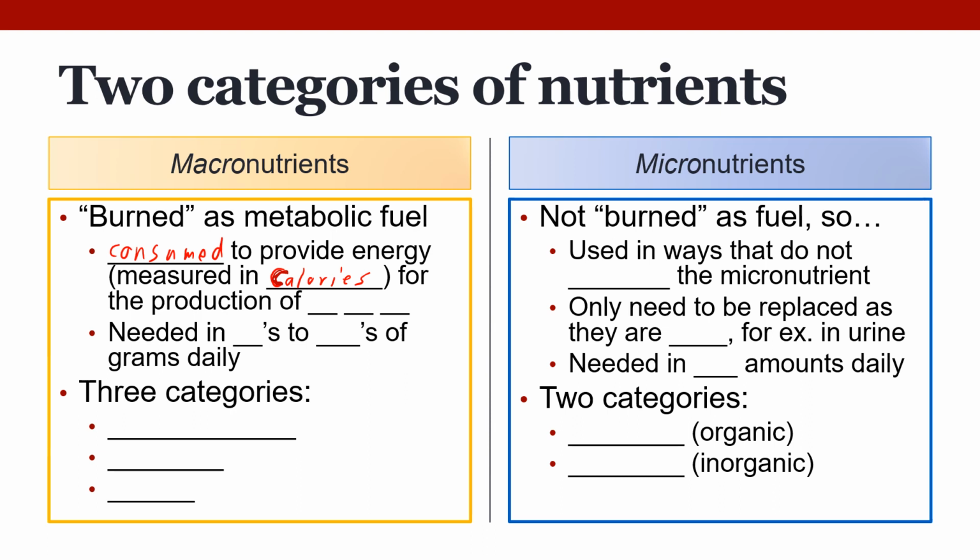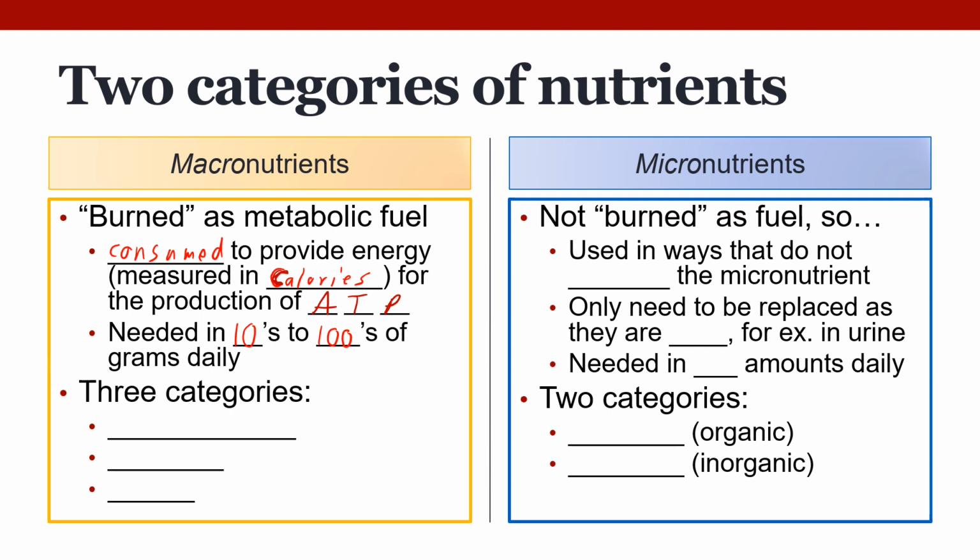Anyway, as you probably know, calories of energy from food are used to produce ATP, energy that can be used within our cells. Macronutrients are called macro because they're needed in tens to sometimes hundreds of grams daily. So we have to consume quite a lot of this in our diet.